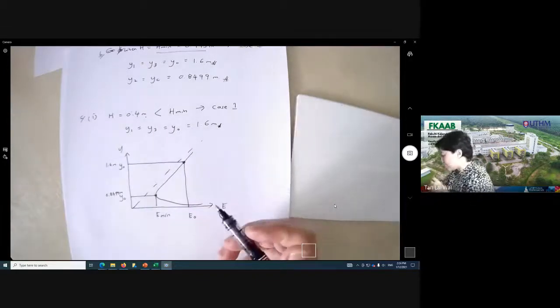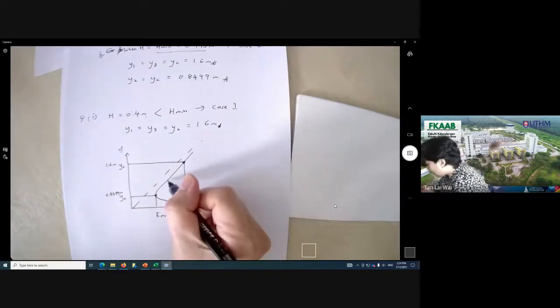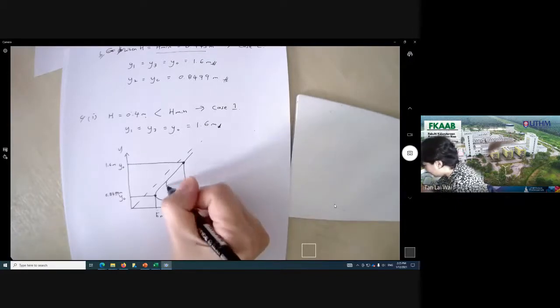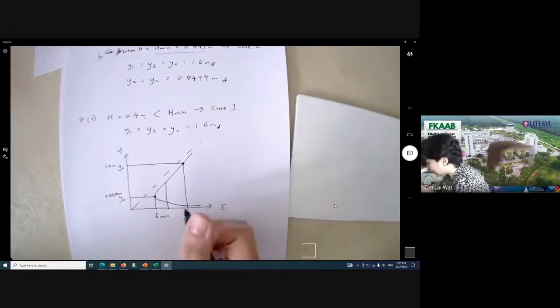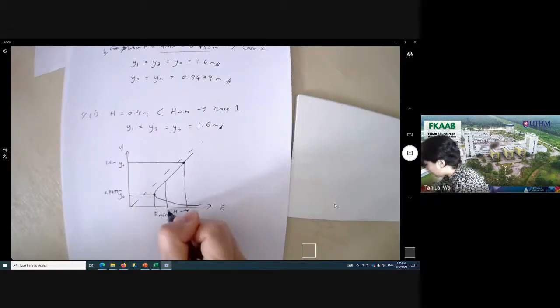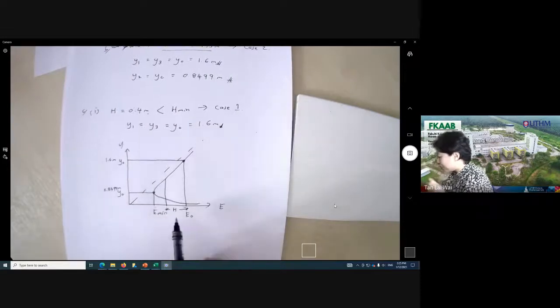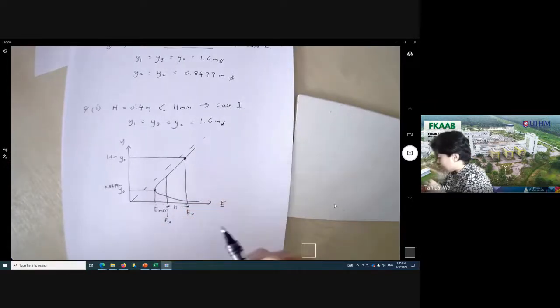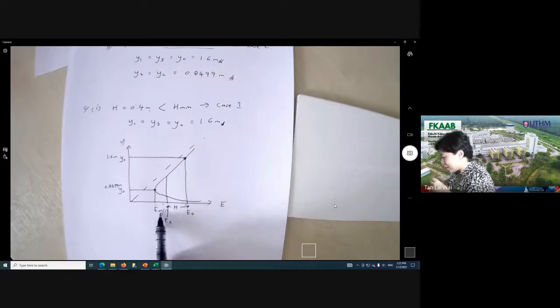Now, for case 2, our H, this distance here, is H min, but our H is less than H min, so I don't know where is my E2. We need to find out. So this is the distance of our H, because this is our E2 here. E2 is slightly greater than E min. I don't know by how much, but when E2 plus H, you'll get back E naught.